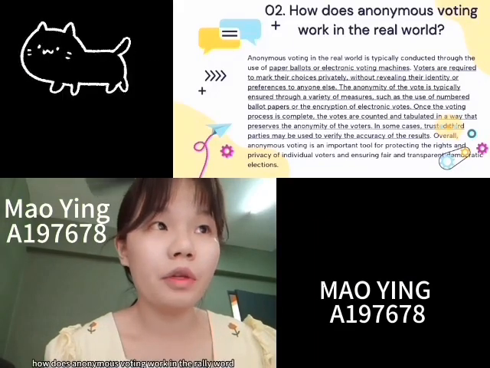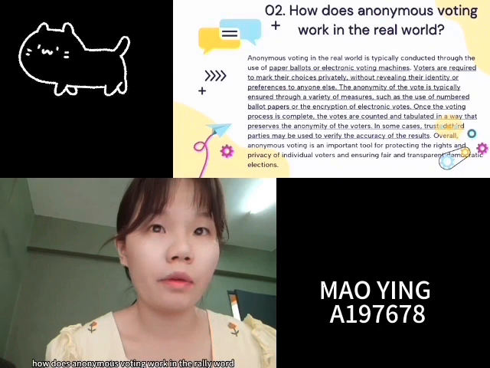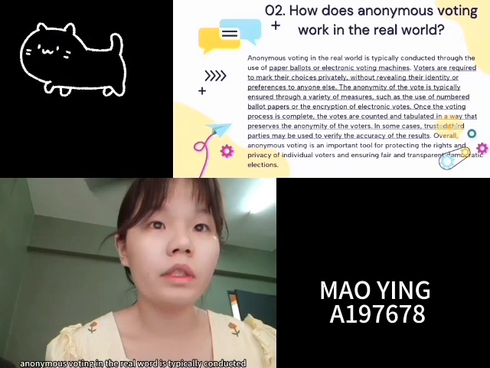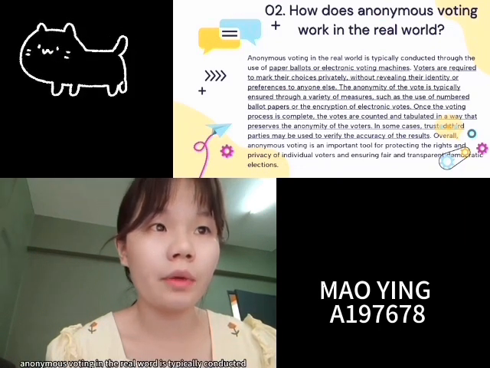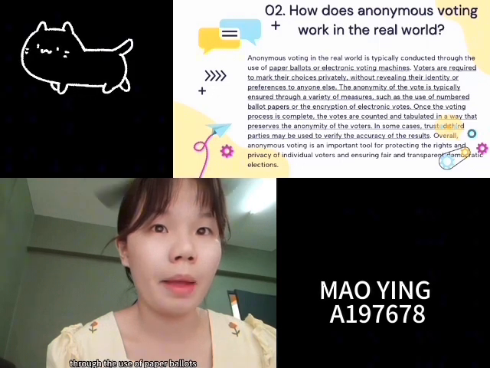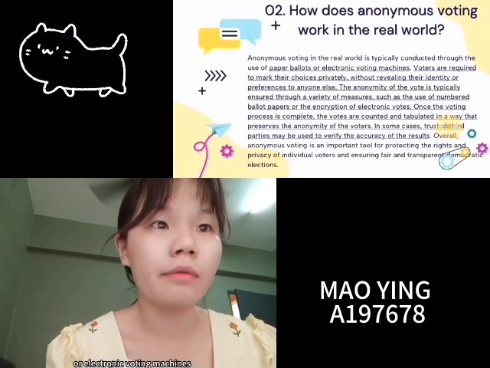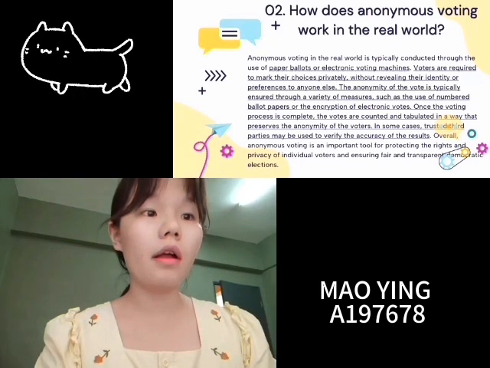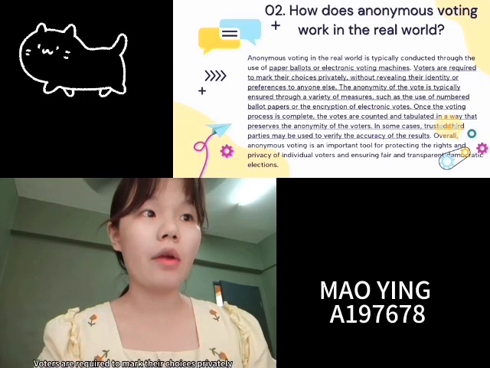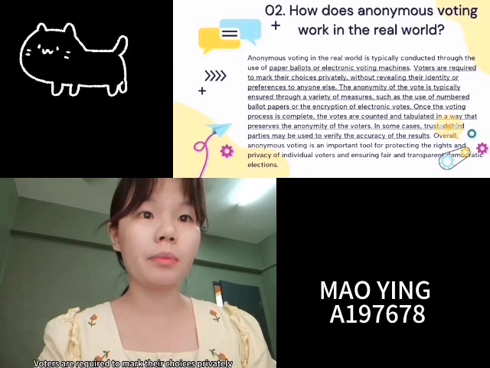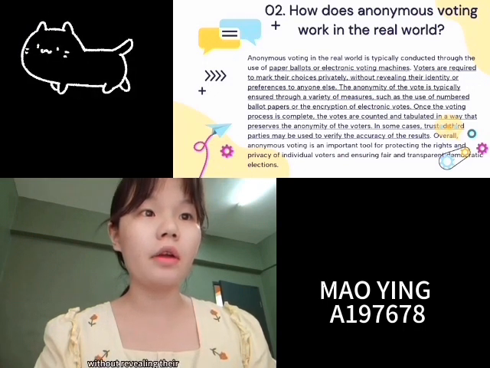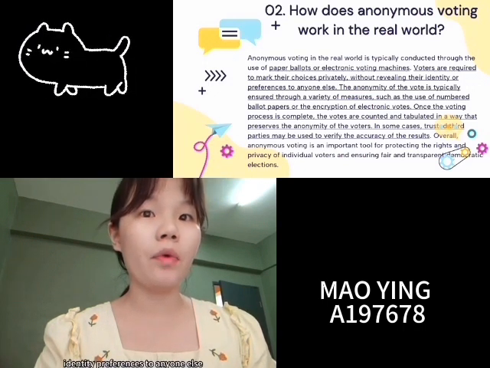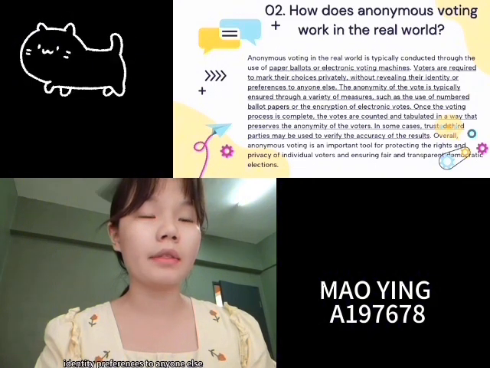How does anonymous voting work in the real world? Anonymous voting in the real world is typically conducted through the use of paper ballots or electronic voting machines. Voters are required to mark their choice privately, without revealing their identity to anyone else.